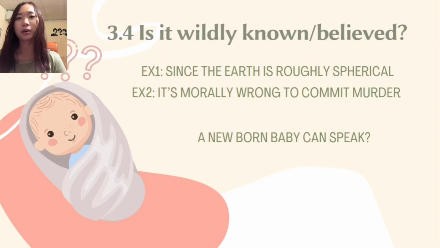3.4 Is it widely known or believed? So a claim that we simply accept is true without a doubt. So example number 1, the Earth is roughly spherical, so it shows the scientific context which is accurate and true, and we just simply accept it. Example number 2, it's morally wrong to commit murder. So this claim is acceptable in most contexts as we believe that committing a crime is wrong.